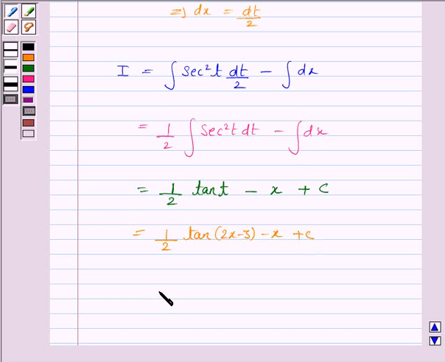Hence, the integral of the given function is 1 by 2 tan of 2x minus 3 minus x plus c. And this completes the question and the session.